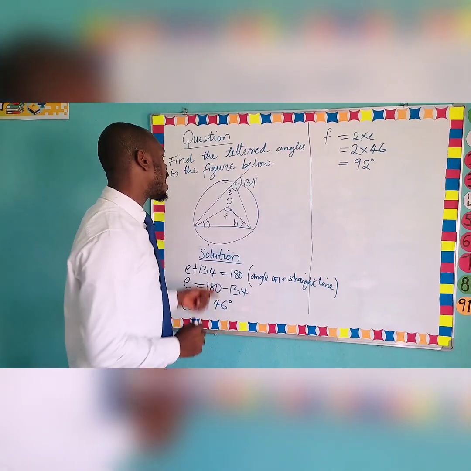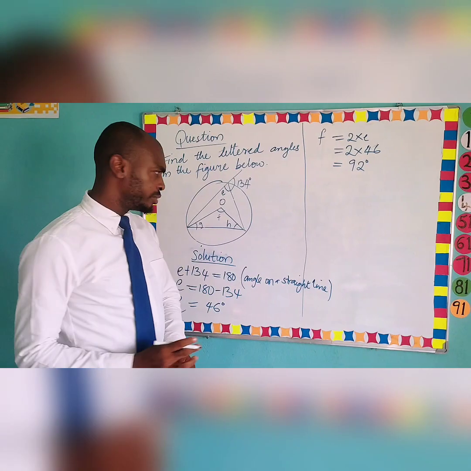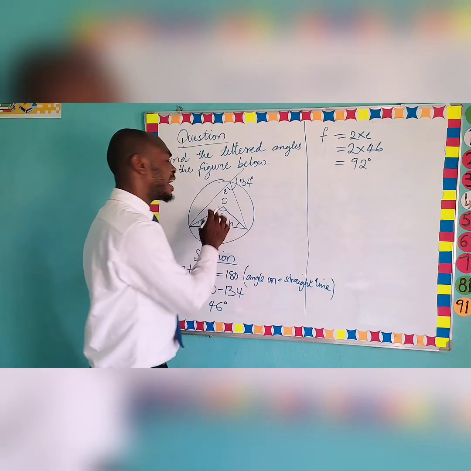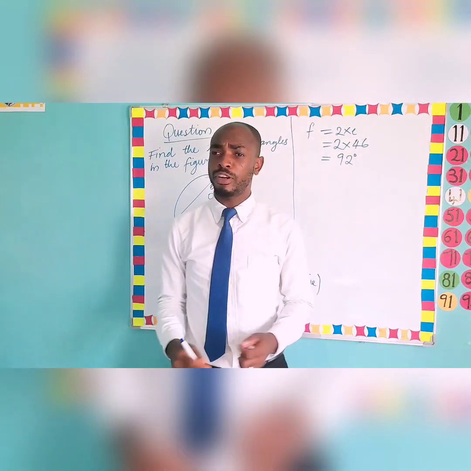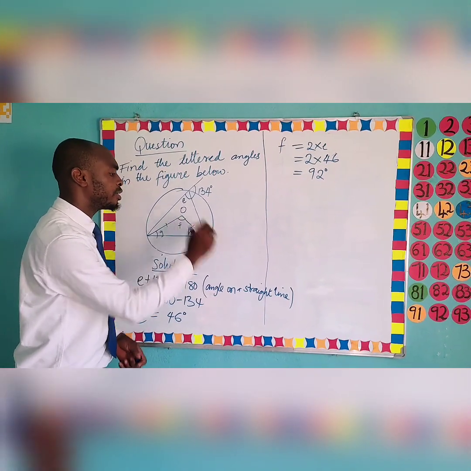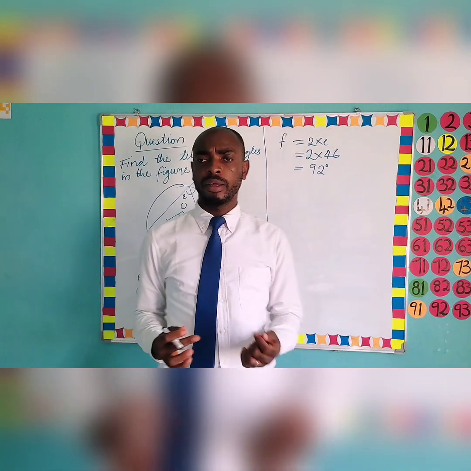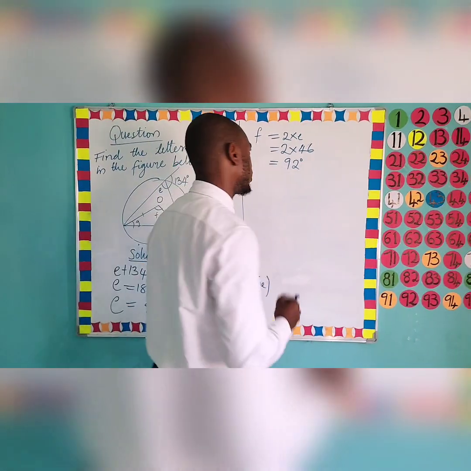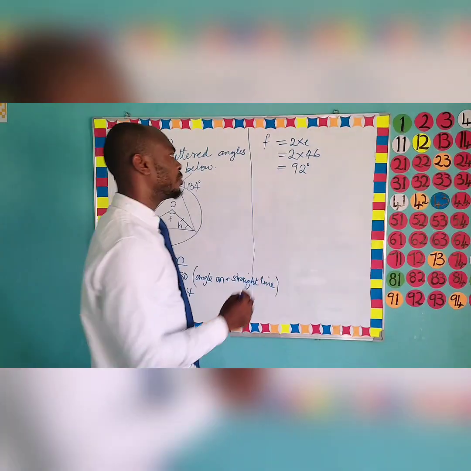Now let us look at how to find the values of G and H. Remember, this is the center of the circle, and any line drawn from the center of the circle to any point on the circumference is called a radius. So we have a radius here and a radius here. That means these two lines are equal in length, which makes this triangle an isosceles triangle. So at that point, G and H are equal.